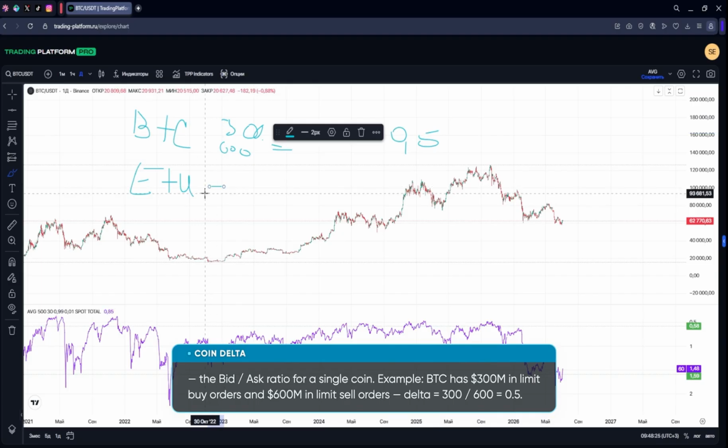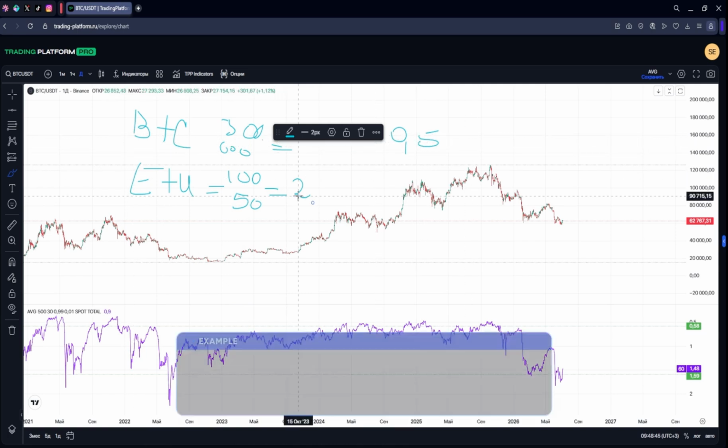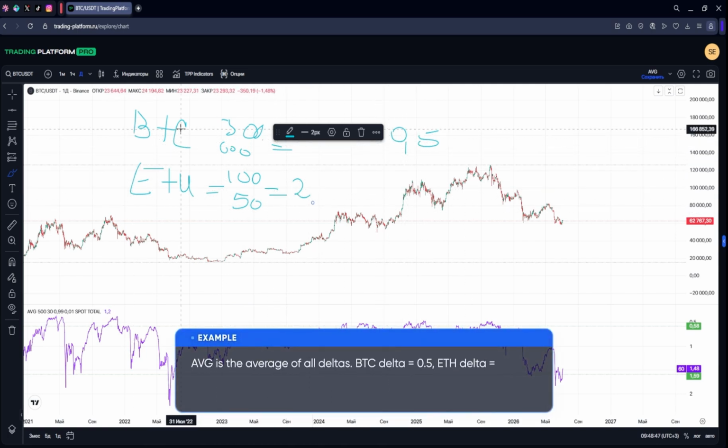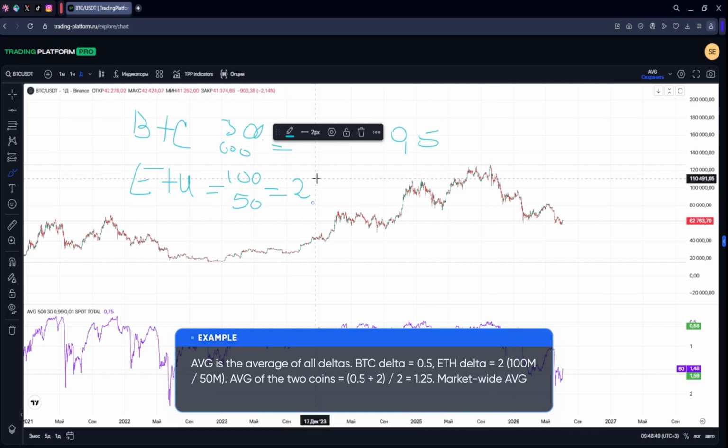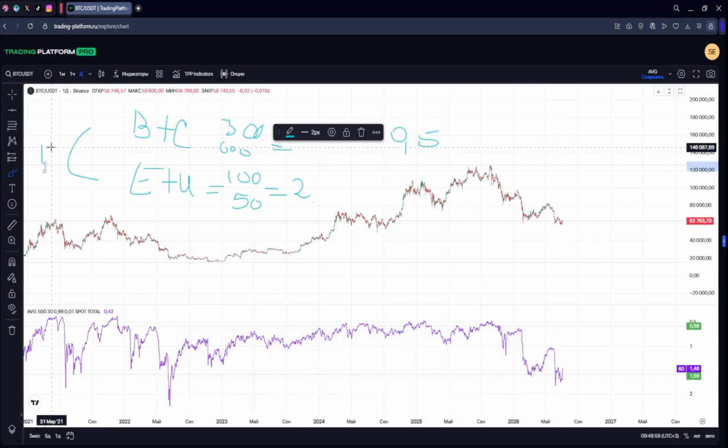To calculate the AVG for Ethereum, we also need to know the bids and asks. Here, let's assume it's 150. That is 100 million in limit buy orders and 50 million in sell orders. 100 divided by 50 equals 2. The delta for Ethereum is 2. And to calculate the AVG of two coins, we need to add these two deltas and divide by their number. So 2.5 divided by 2 is 1.75. That means the combined AVG of the two coins is 1.75.